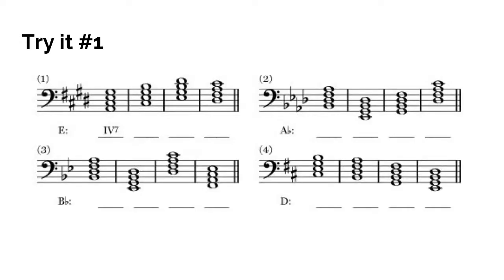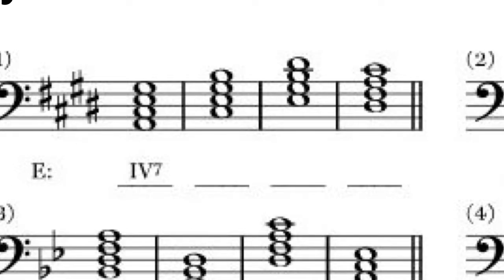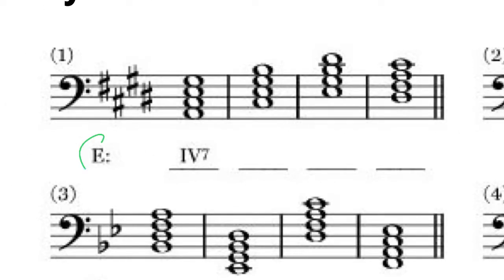All right, so here's our first one. We're in the key of E. Sorry that it's fuzzy, but it'll give you all the answers you need. So this is the 4-7. If we think about we're in the key of E, C sharp is the 6th scale degree. So this is a minor minor 7th. So we have a 6-7 chord.